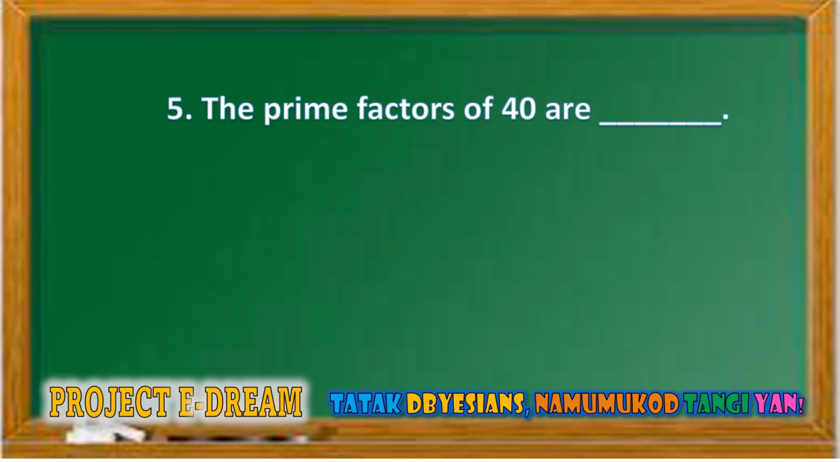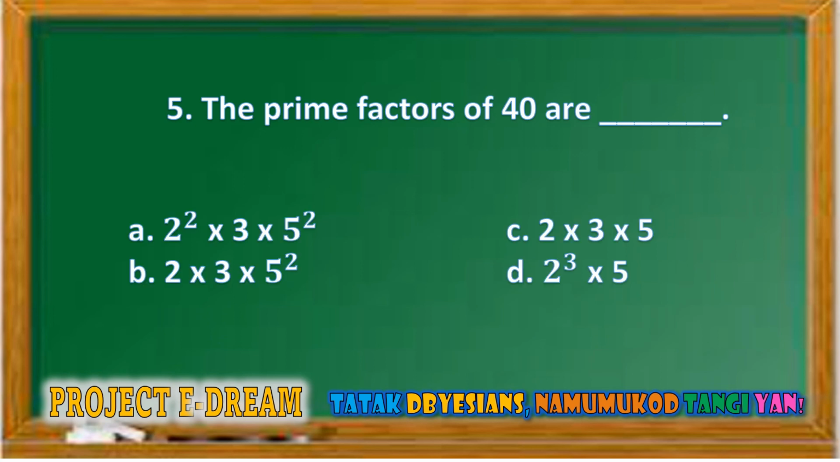And number 5, the prime factors of 40 are A. 2 to the second power times 3 times 5 to the second power. B. 2 times 3 times 5 to the second power. C. 2 times 3 times 5. And D. 2 to the third power times 5. Go! Good job!